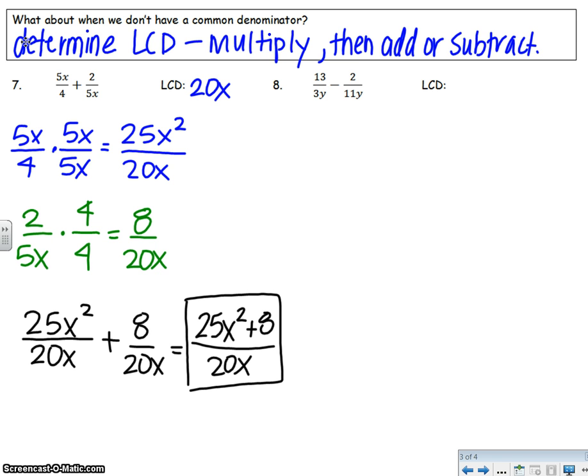Next one. 13 over 3y minus 2 over 11y. We see that both denominators have the same variable to the same degree, so that's good. So we're just trying to determine what between 3 and 33 is a common denominator. So our least common denominator is going to be 33y. So we will take 13 over 3y and we're going to multiply that by 11 over 11.